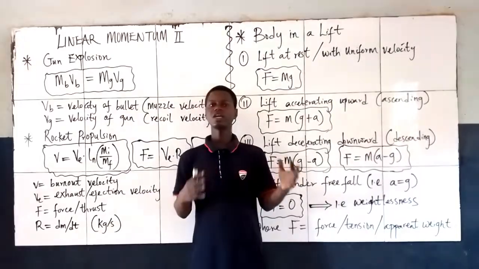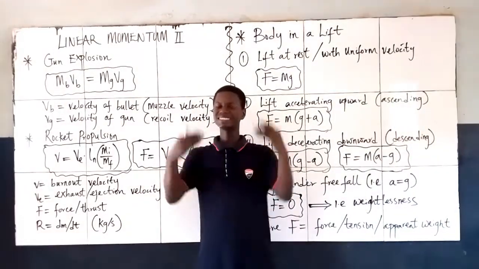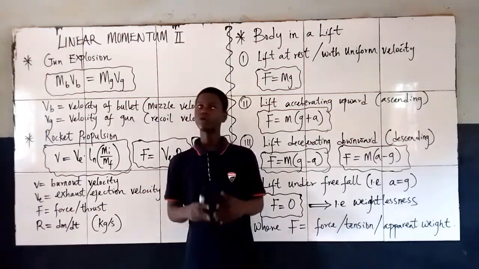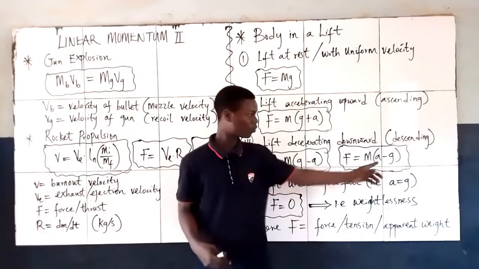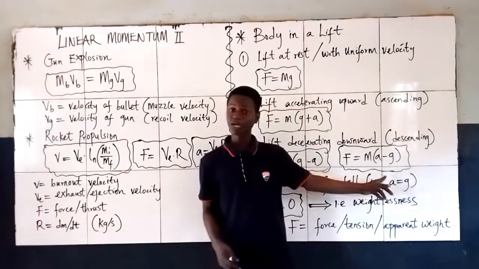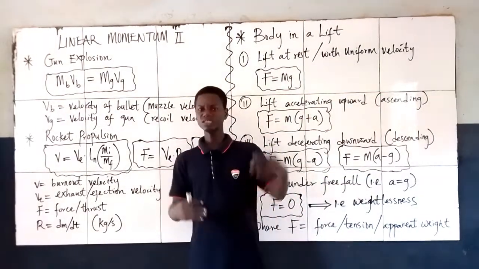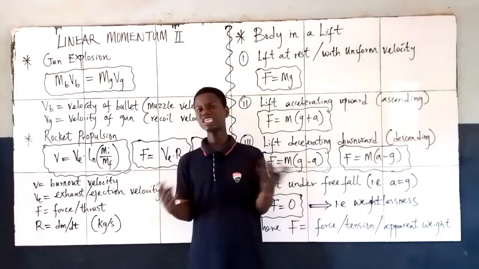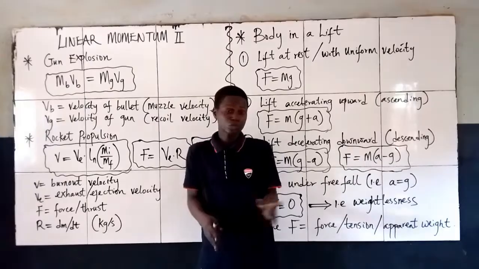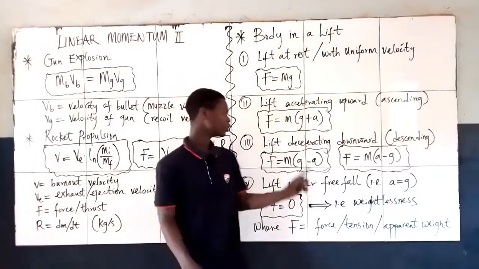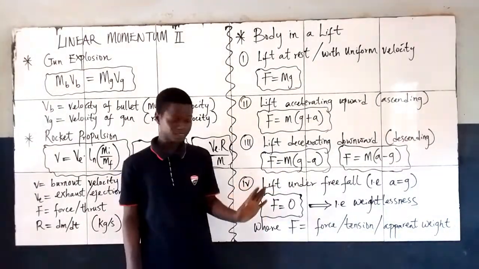If you were told a body in a lift is descending with an acceleration of, let's say, 12 meters per second square. 12 is bigger than the normal value for gravity, which is 10. So this is the formula to use. But they said a body is descending with an acceleration of 8 meters per second square. Because 8 is less than 10 meters per second square, which is the value for gravity, you will use this. I hope that is clear.